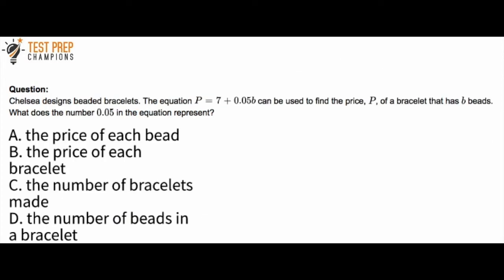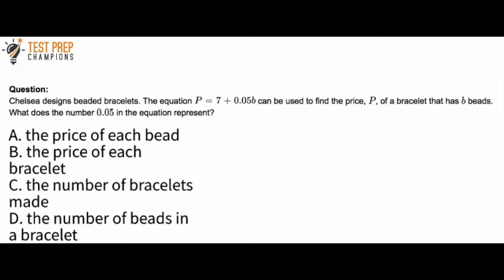So the next question says, Chelsea designed beaded bracelets. The equation P equals 7 plus 0.05B can be used to find the price P of a bracelet that has B beads. What does the number 0.05 in the equation represent? A, the price of each bead, B, the price of each bracelet, C, the number of bracelets made, or D, the number of beads in a bracelet. So you can pause the video, try this out, and then we'll go over it.